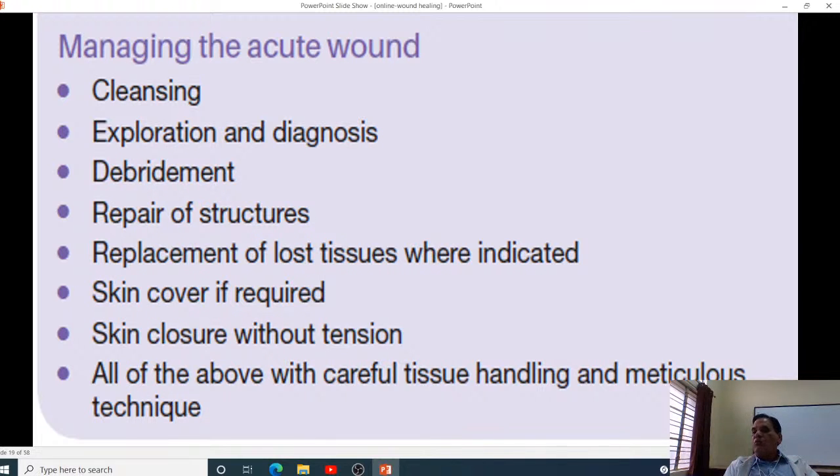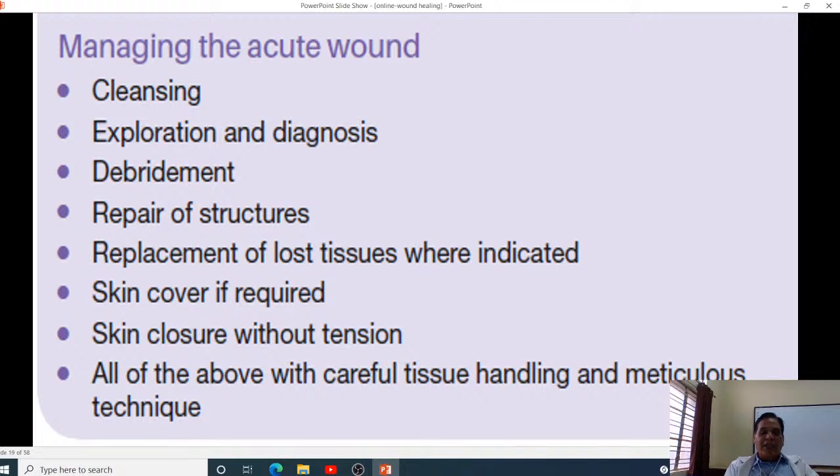To start with, the foremost important is cleansing. You have to clean the wound so that no debris is left over the wound. For that, you have to explore the wound and come to a specific diagnosis regarding the cause of the wound. Debridement, you have to repair the associated structures and you have to replace lost tissue wherever indicated. Next comes, if you know this wound is not going to heal primarily, you may have to think of a skin cover. This is a part of the management plan.